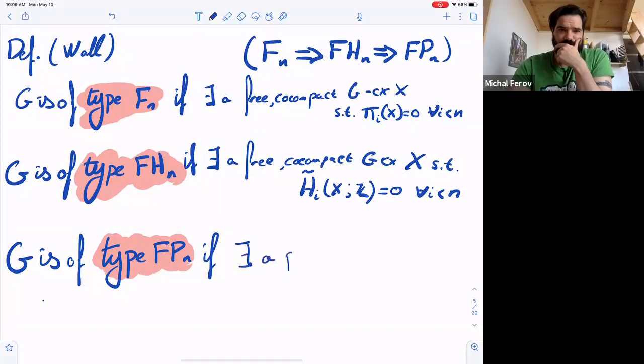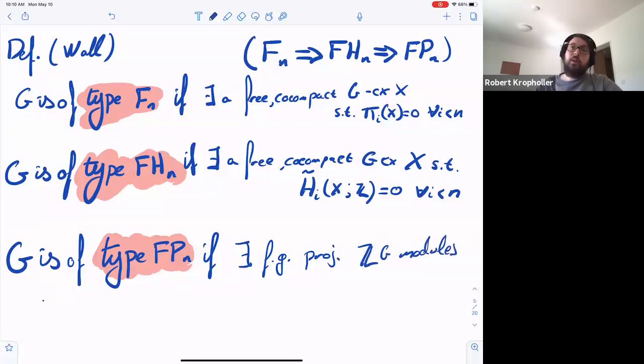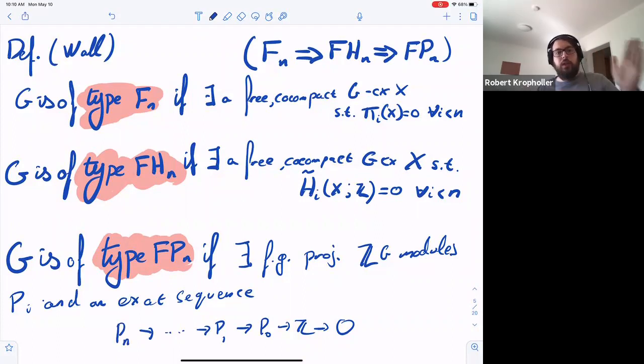So, if there exists a projective resolution, if there exists finitely generated projective ZG modules Pi and an exact sequence, zero maps to Z. So here I have P0, P1, all the way up to Pn. Okay, and so you'll note that there's no zero on the left.